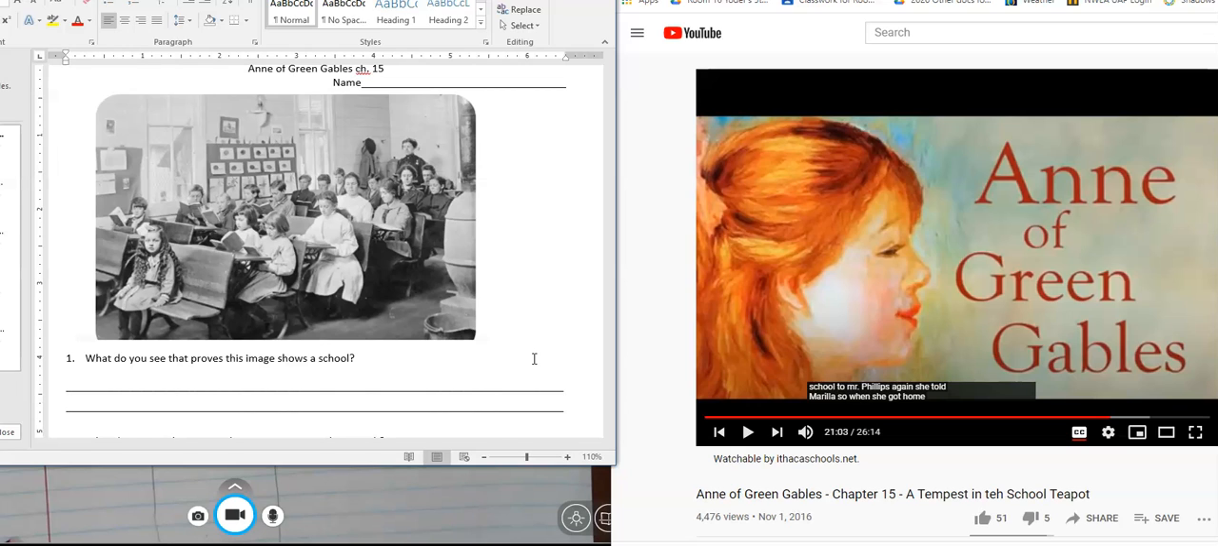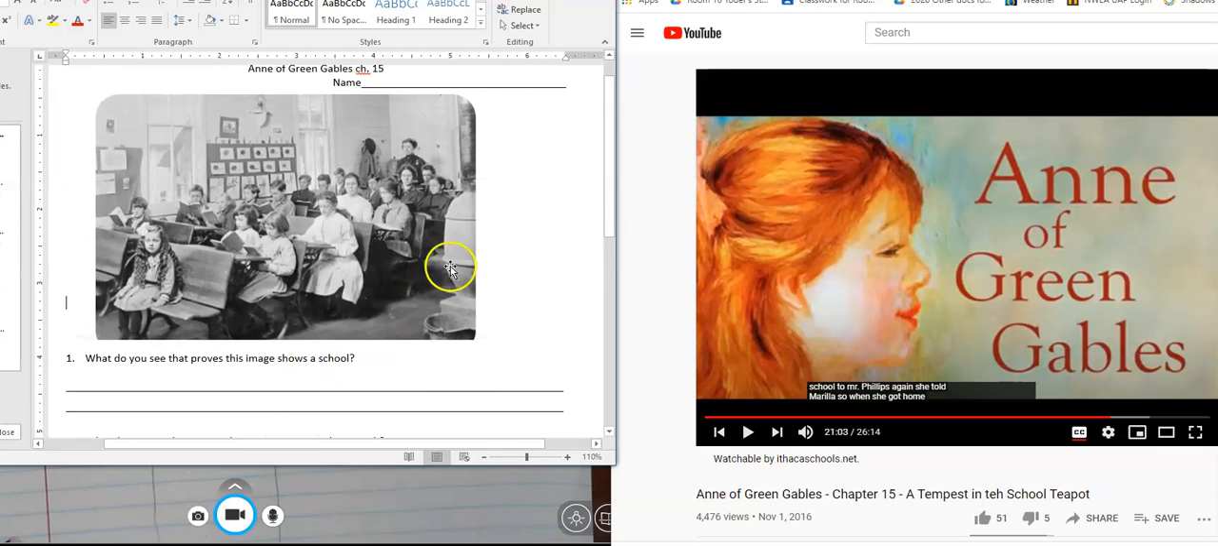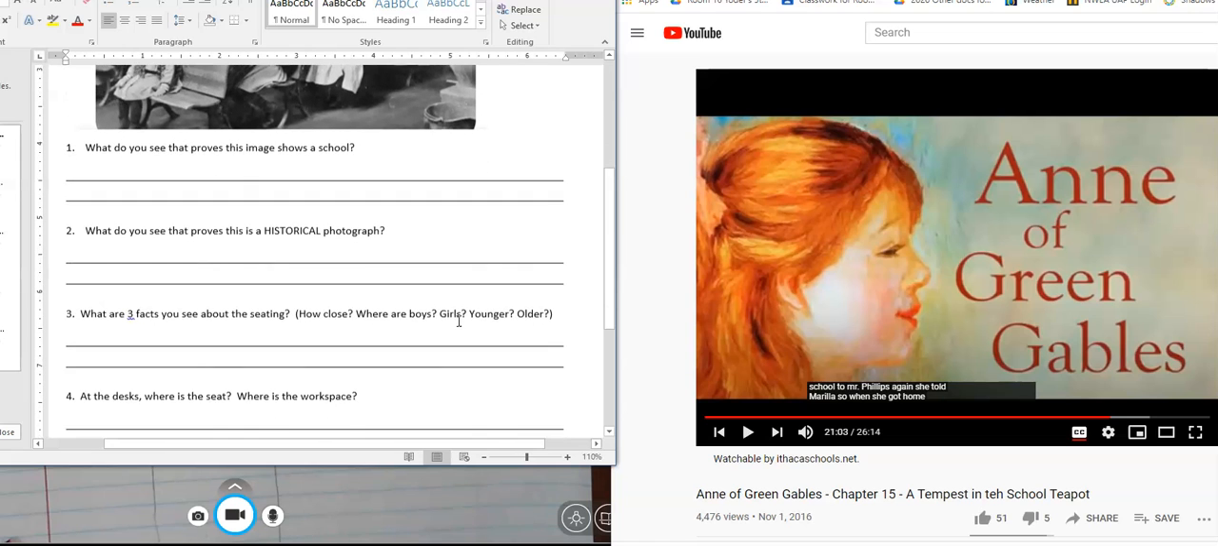Think about the ages of the students that you see. Is that how our classrooms would look? So anything that proves this is a historical photograph would be facts that are not true of schools now, but were true of schools back in the 1900s at the time that Anne was happening.